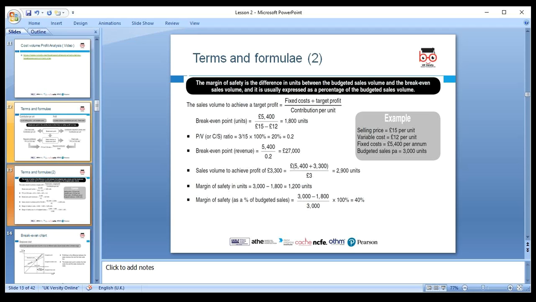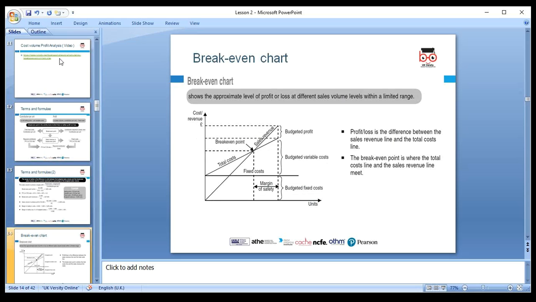For the sales volume to achieve the required or target profit, 5,400 is our fixed cost plus required profit of 33,000, and our contribution per unit is 3. So we need to sell 2,900 units to achieve our profit of 33,000. And margin of safety is how much we have saved. So the budgeted sale minus break-even sale, if you're selling 3,000, we are 1,200 units saved. And it means by how many percent we have saved? 40%, because we are selling 40% above the break even.